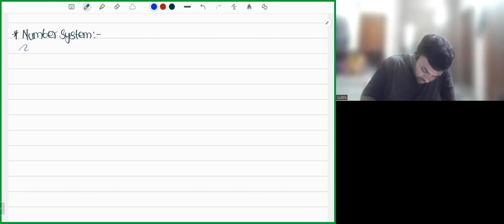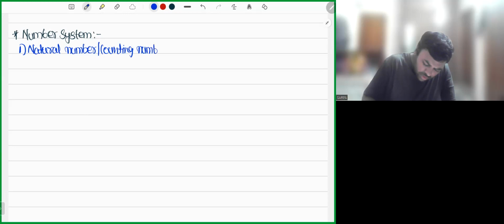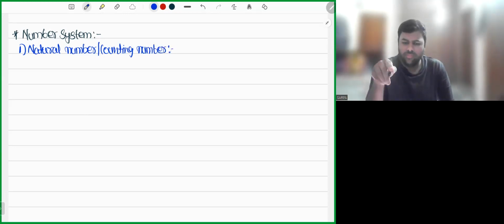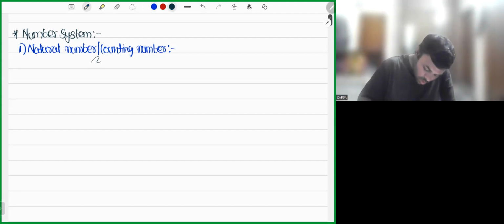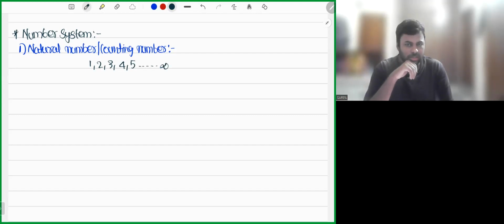In the number system, the first thing that comes is the natural number. Either you call it a natural number or a counting number. Both are the same. What do you mean by natural number or counting number? You count them: 1, 2, 3, 4, 5, 6, 7, 8. The numbers which start from 1 are called natural numbers or counting numbers. 1, 2, 3, 4, 5, and so on till infinity.